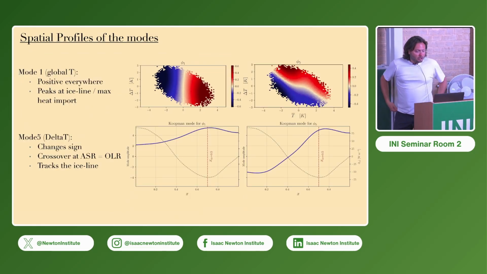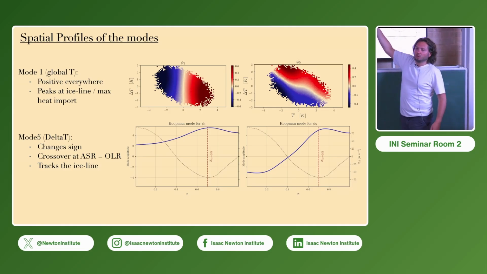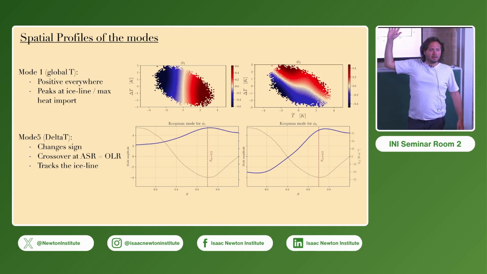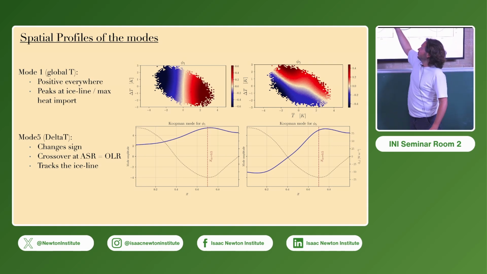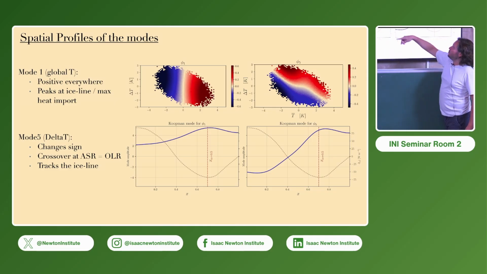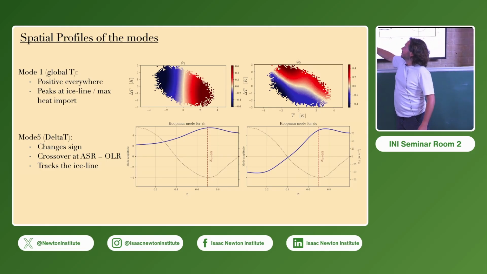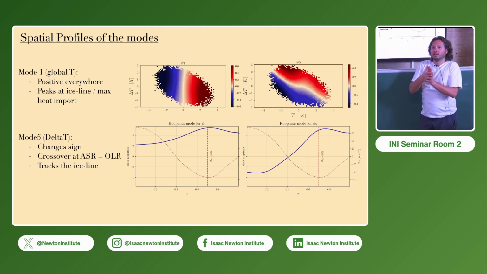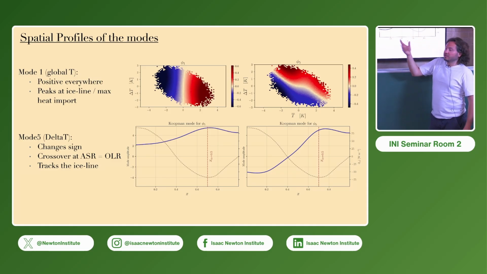And so what was interesting to see is how the spatial properties, the Koopman modes of this eigenfunction, look in space. And you have it here, the first mode, globally averaged temperature. It looks something like this. It's always positive. It's the blue line here. It peaks in a region, and this region we can identify as the ice line, basically, where the planet is becoming iced. So it's a region of high sensitivity.